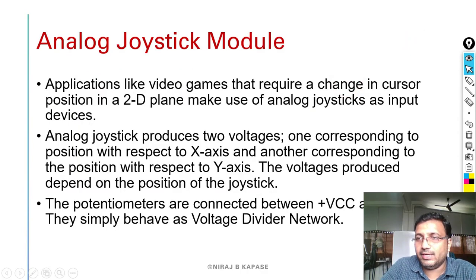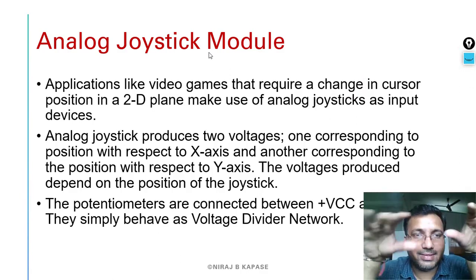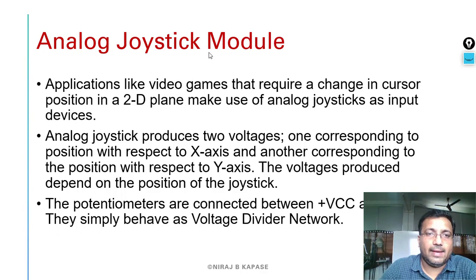So how can we interface an analog joystick module? What is the internal structure of an analog joystick module? Applications like video games require changing the cursor position in a 2D plane, which makes analog joysticks useful as input devices. Analog joysticks produce 2 voltage levels, based on a resistor divider or voltage divider network. One corresponds to the position with respect to the x-axis, and another to the y-axis. The voltage produced depends on the position of the joystick.